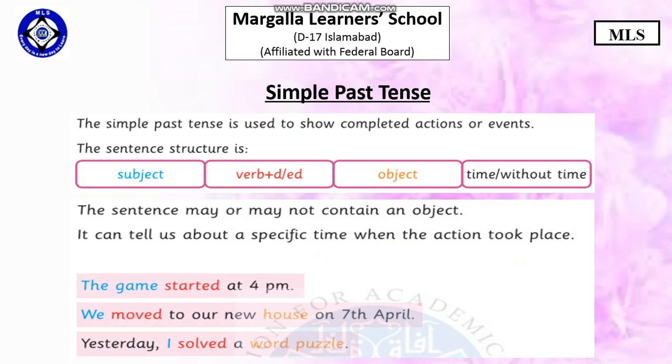The last sentence is, yesterday I solved a word puzzle. Here yesterday is a time, and then after the time we have a subject, then a verb, and at the end we have an object.